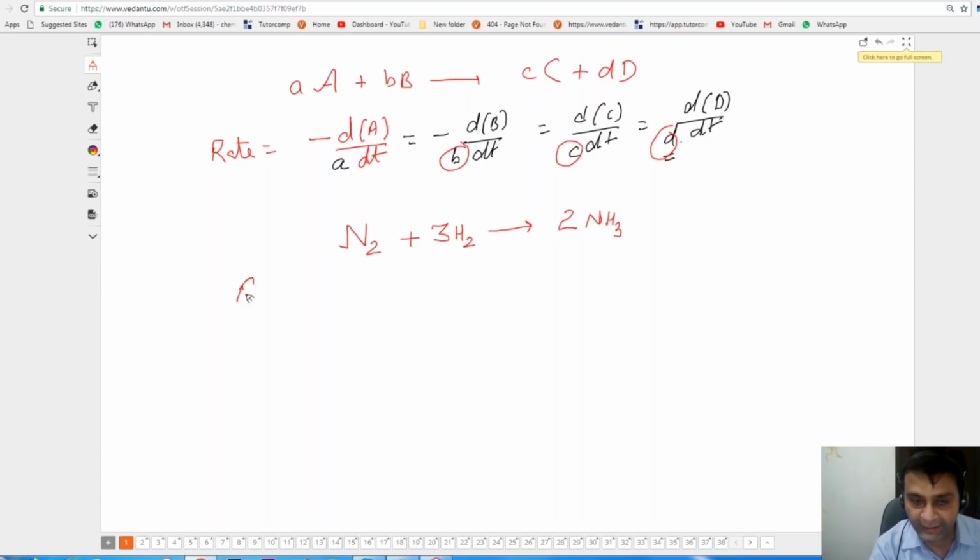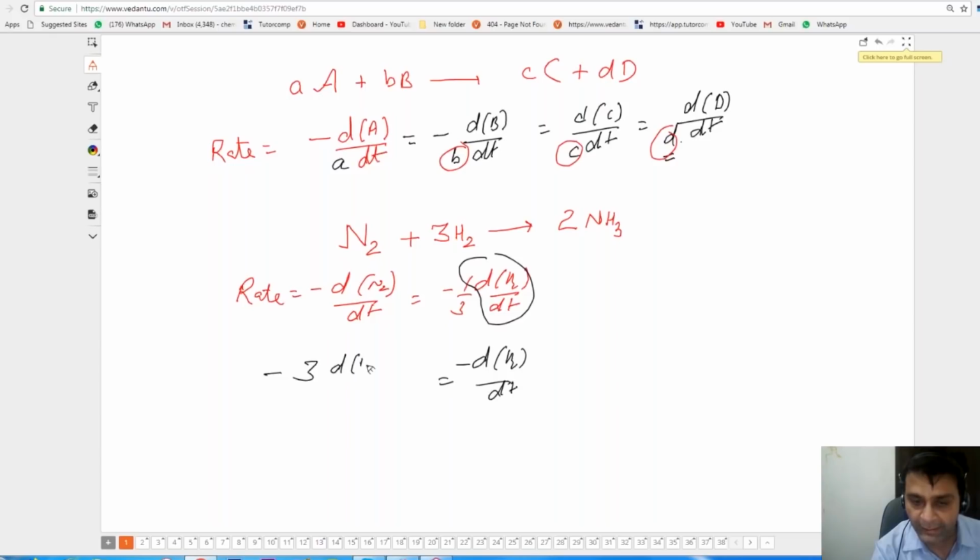So we can say here the rate is equal to, I'm just writing here, dN2 by dt is equal to minus 1 upon 3 dH2 by dt. Now what I spoke there, now I'll prove here. Suppose I have to express in terms of the rate of the disappearance of the hydrogen, then I'll say minus dH2 upon dt is equal to 3 times minus dN2 upon dt.